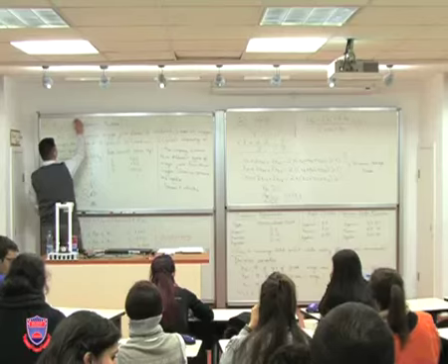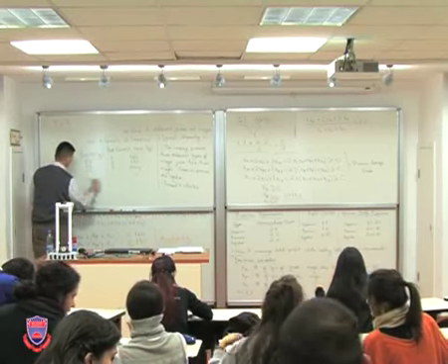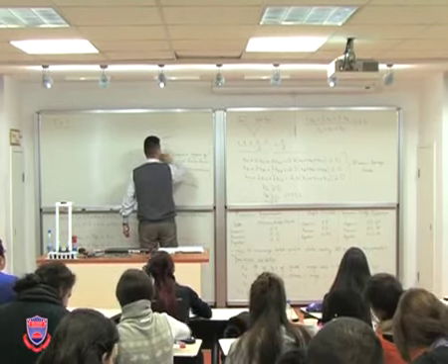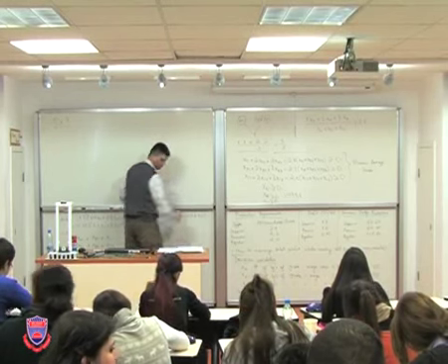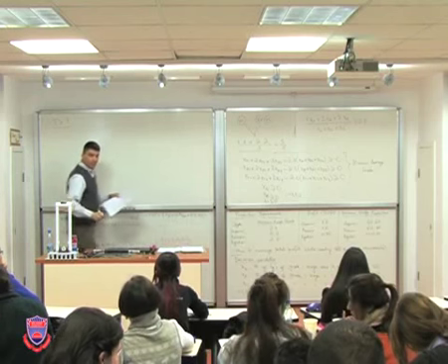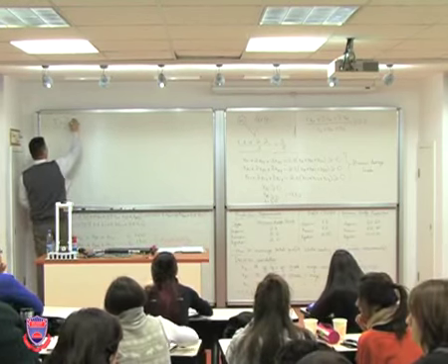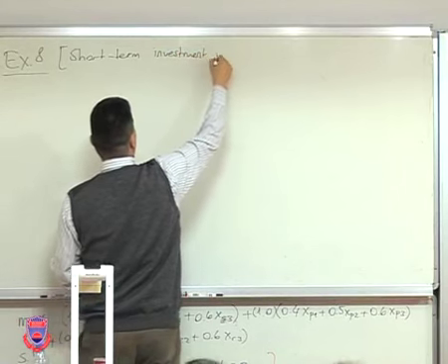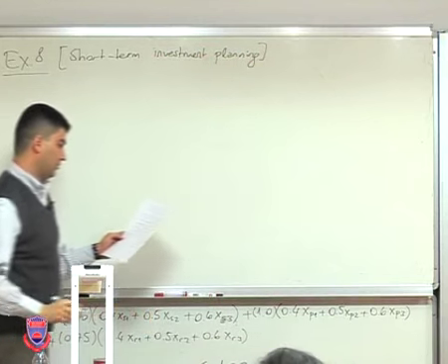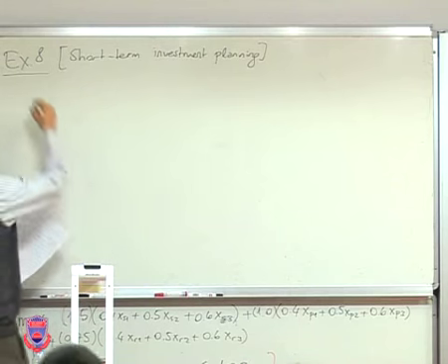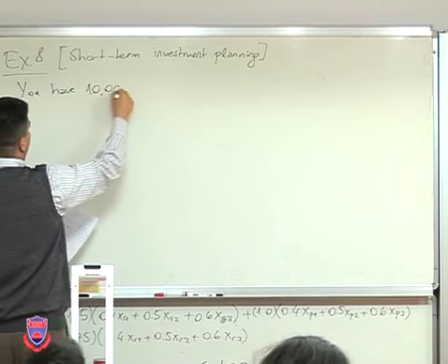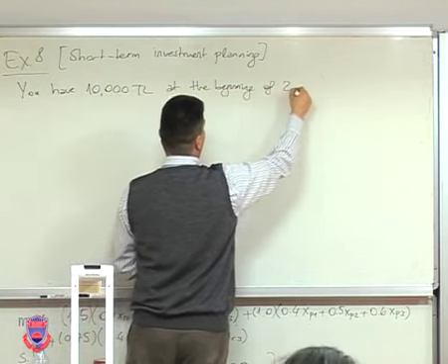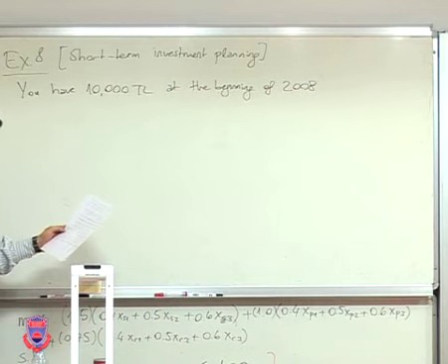one more example. This is known as the short-term investment problem. And so here's a problem. Suppose that you have 10,000 liras at the beginning of 2008, so this is a problem from last year, that's why we have 2008, and would like to invest your money.